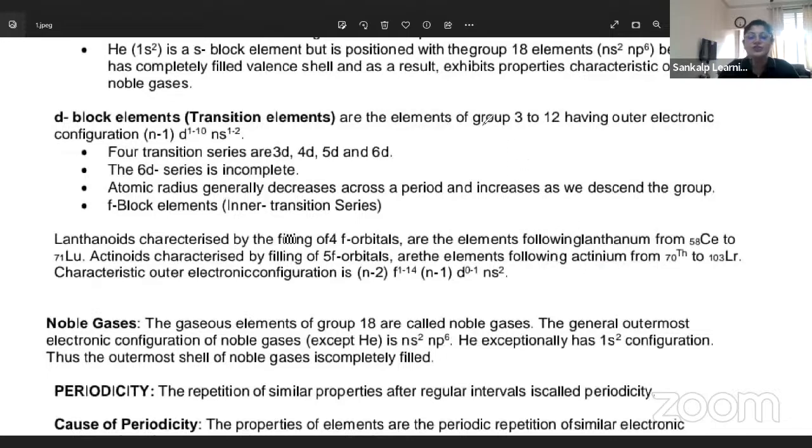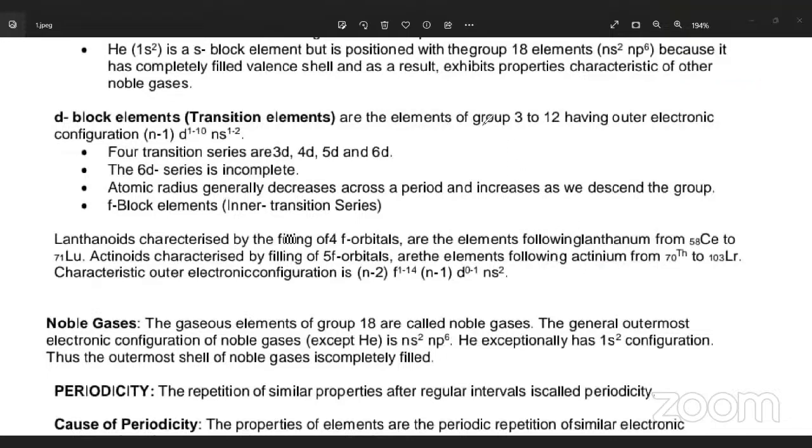Because there is addition of a new shell. Because of the addition of a new subshell, as you go down the group, the size goes on increasing, and the force of attraction between the nucleus and the outermost electron goes on increasing. So as a result, the size also goes on increasing. So this is the reason.